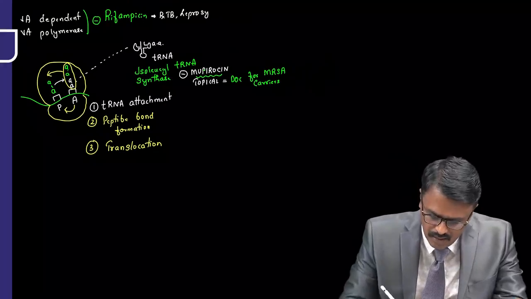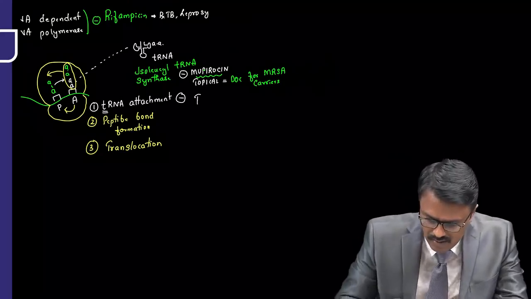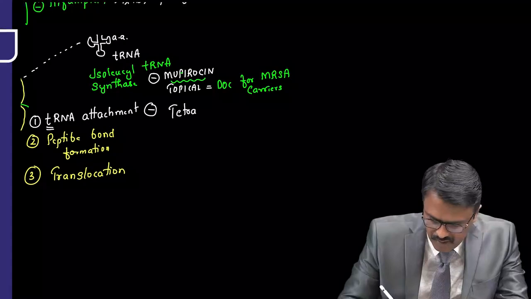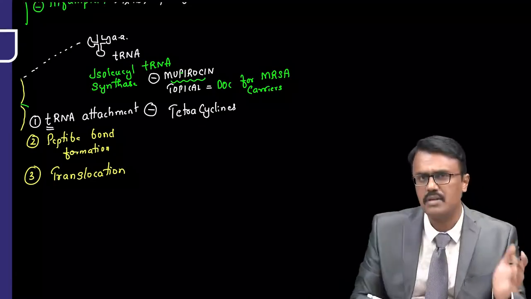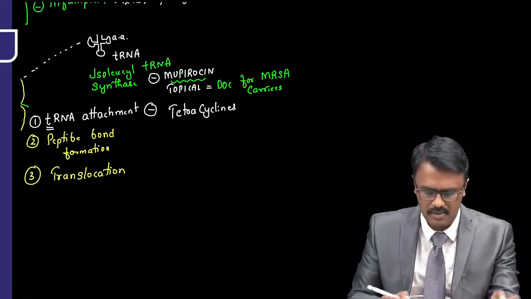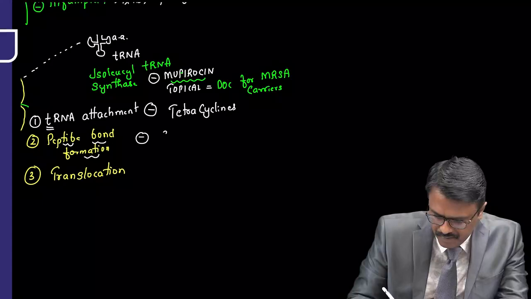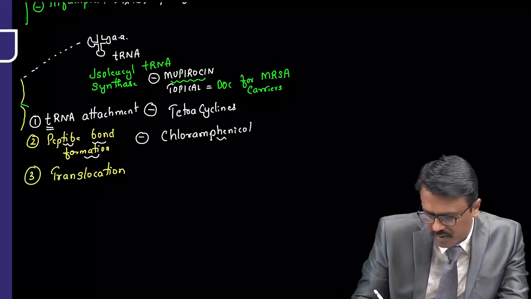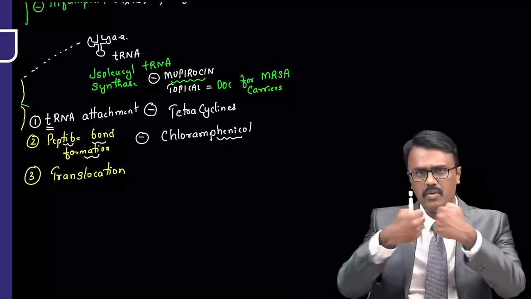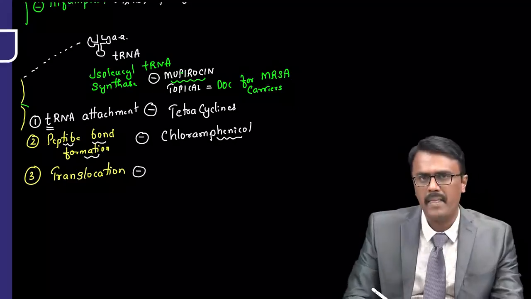Now let us come to the actual drugs which inhibit protein synthesis. Remember the tRNA attachment. So remember T for the drugs called tetracyclines. The name itself is telling you tRNA attachment. It is tetracycline. Peptide bond formation is inhibited by a drug called chloramphenicol. Now chloramphenicol sounds like Fevicol. Fevicol is for bonding, so that is blocked by chloramphenicol.